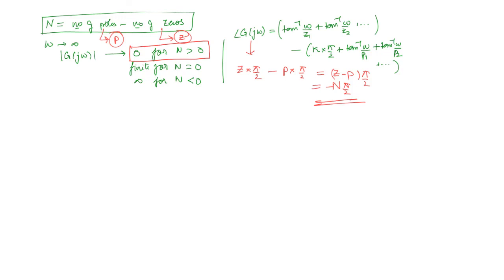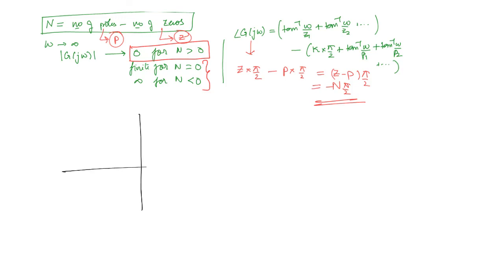Now the other two cases, n equal to 0 and n less than 0. Here the plot will not approach the origin at omega equal to infinity, so we will not be discussing that case. That case you will have to solve classically only. There is no shortcut for it.